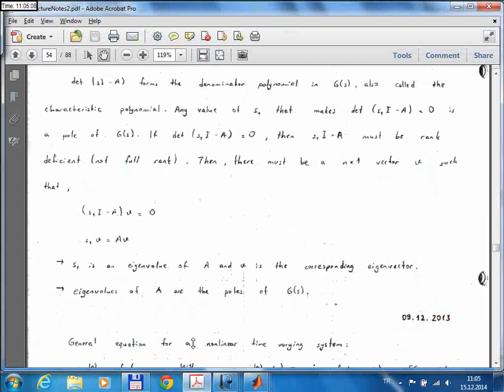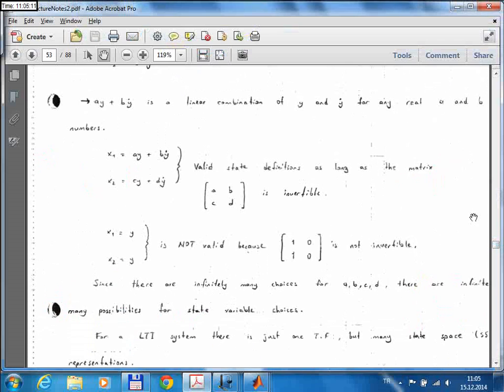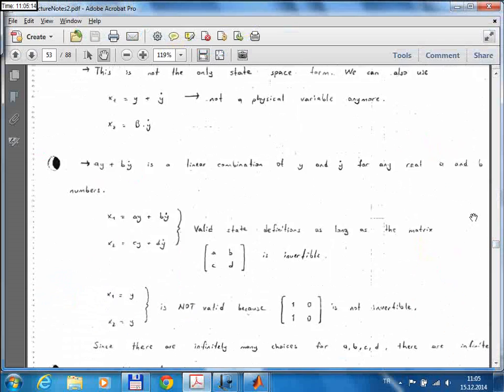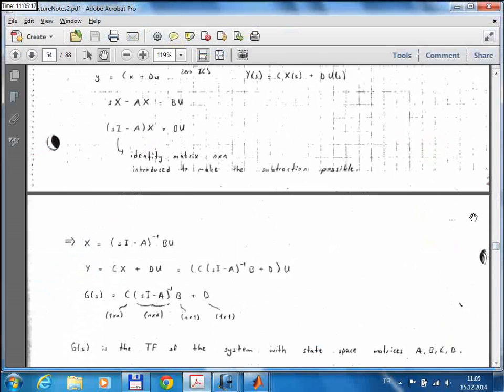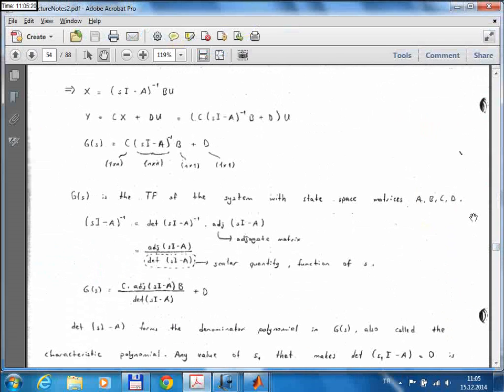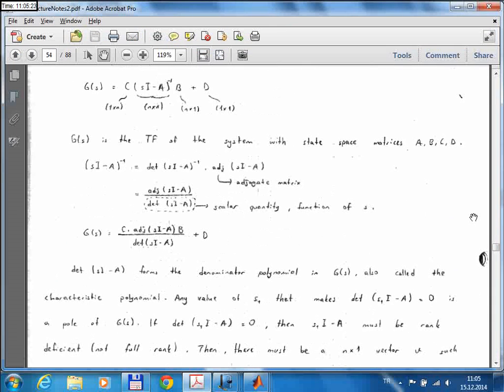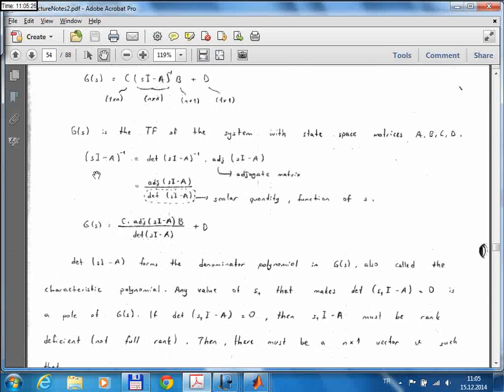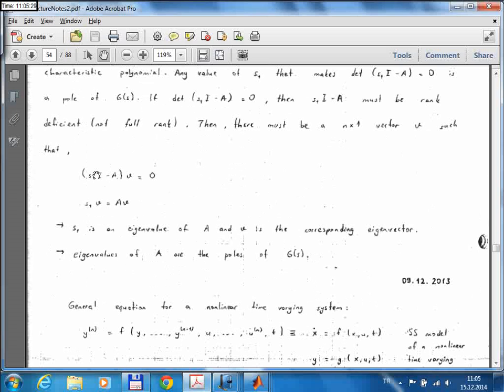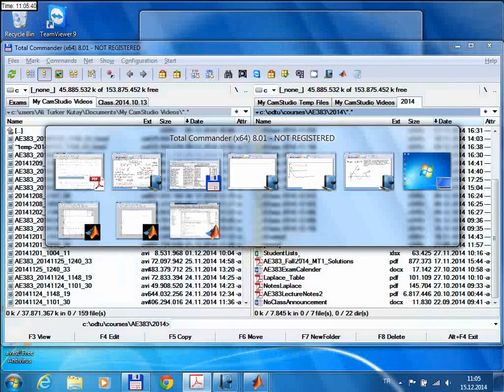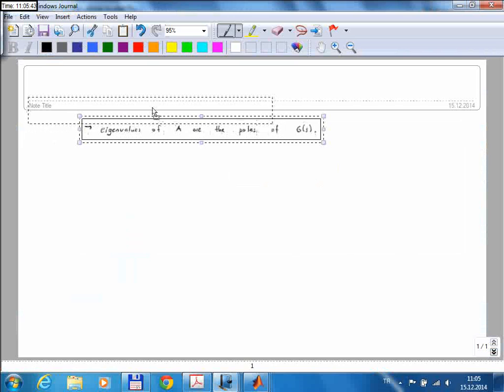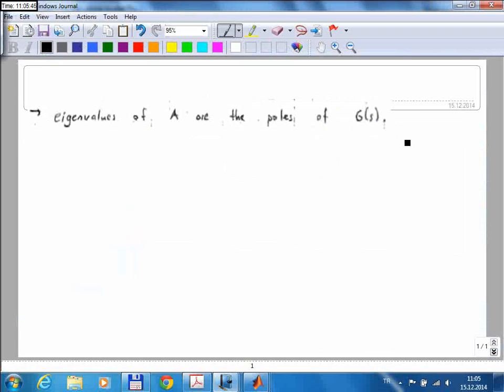I told you that I was not going to cover this part, so hence I skipped this part, but this part is for information, so you can find the proof here. Okay, so this is the critical part. The eigenvalues of the A matrix are the poles of the transfer function. Okay, so you should know this information, and if you wonder why this is the case, you can go back to the lecture notes and follow the proof from the beginning.